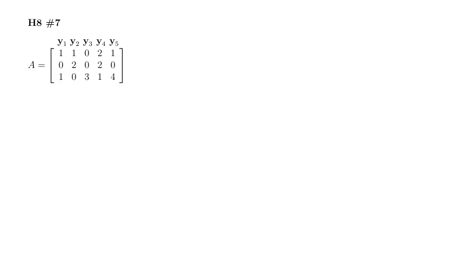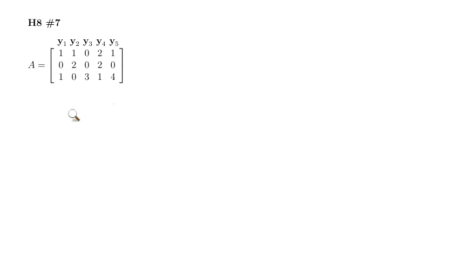All right, let's look at homework 8, problem number 7. For this problem, the construction of the vectors is fairly complicated, so I'm going to do a small example. Let's say you have a matrix A, which is a 3 by 5 matrix, where the first three column vectors are a basis of the column space of A. So y1, y2, y3 are the basis of the column space.